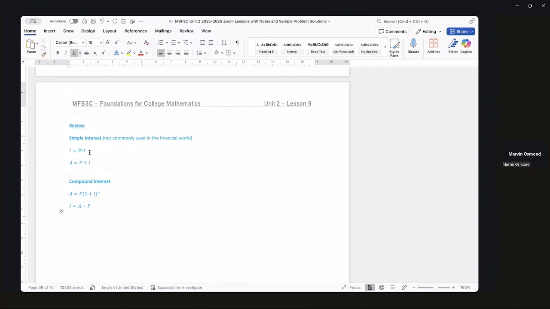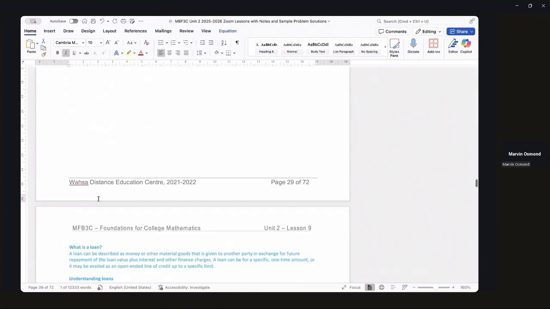And as each of these, so for example, I equals P times R times T, there are 4 variables. So as long as you know 3 of the 4, then you can solve for the 4th one. Same thing down here. We have 1, 2, 3, 4 variables, A, P, I, and N. As long as you know 3 of the variables, you can solve for the 4th one.